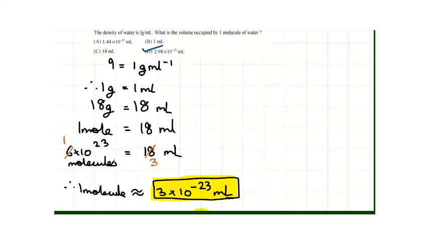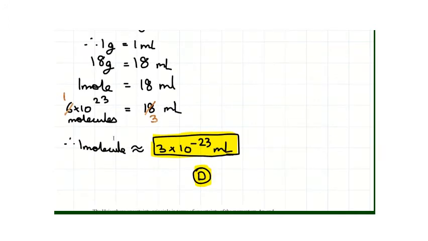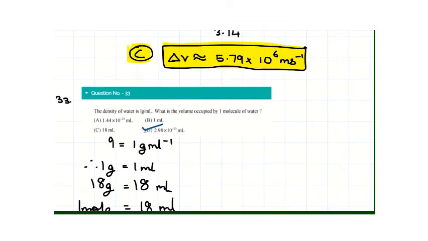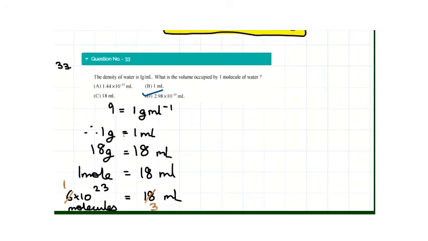To find the volume occupied by one molecule, we need to divide either side by Avogadro's number, which is 6 into 10 power 23. So we get one molecule equal to 18 by 6 into 10 power 23, which turns out to be 3 into 10 power minus 23 ml, which is option D. Now it is given 2.98, but the approximation is correct because in some cases we take 6.023 into 10 power 23 as Avogadro's number.